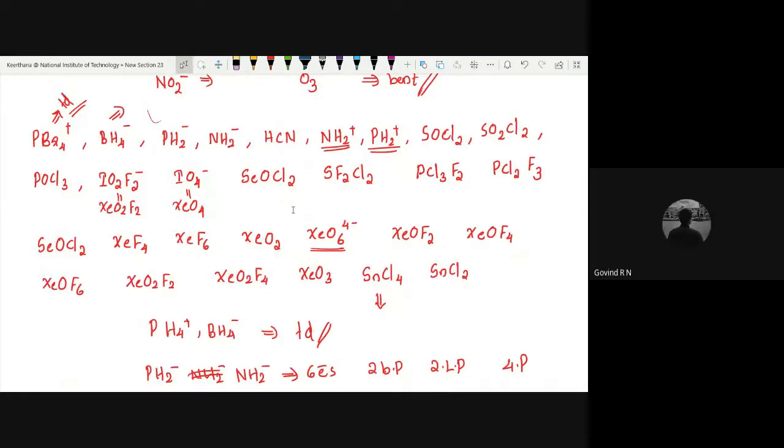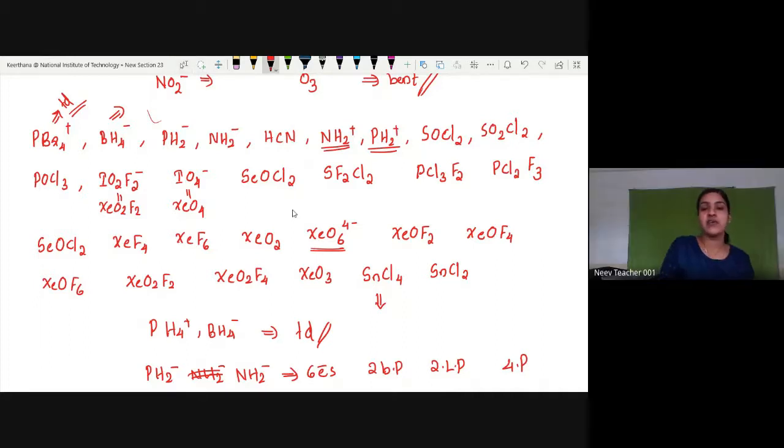SF4: trigonal bipyramid geometry and shape will be seesaw. We already discussed this. It will be 4 sigma bonds, so for the formation of 4 sigma bonds, 4 electrons will be used. So 4 bond pairs and 1 lone pair, means 2 electrons left, which will be 1 lone pair. So total 5, trigonal bipyramidal will be the geometry, and with 1 lone pair, seesaw. PCl3F2 and PCl2F3.